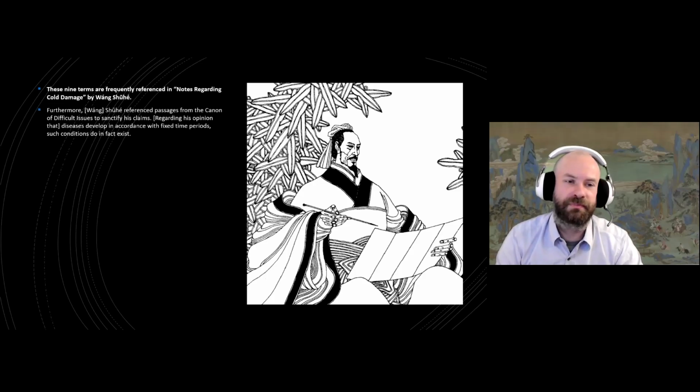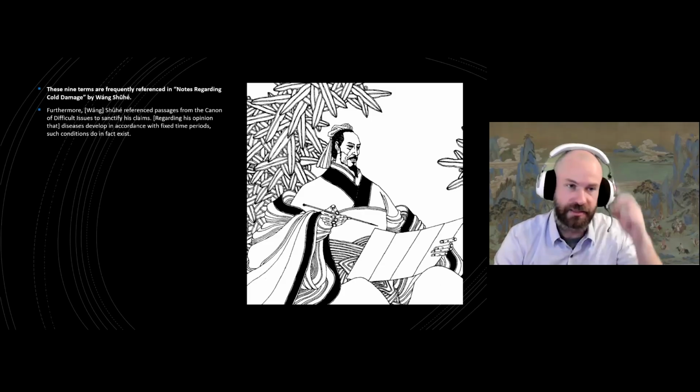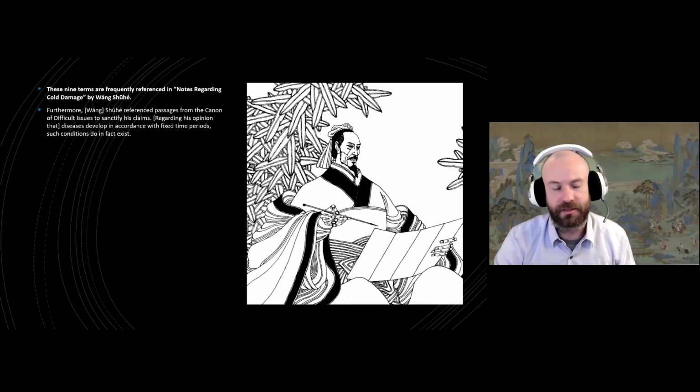Furthermore, Wang Shuhe referenced passages from the Canon of Difficult Issues to sanctify his claims. Regarding his opinion that disease develops in accordance with fixed time periods, he says such diseases do in fact exist. So that would mean either relating to the heavenly stems and branches, or possibly even to the seasons.